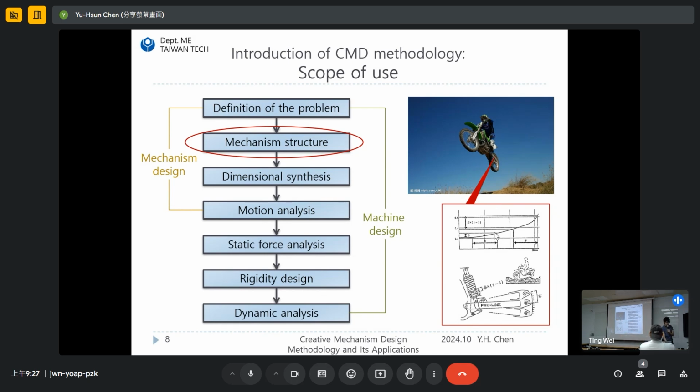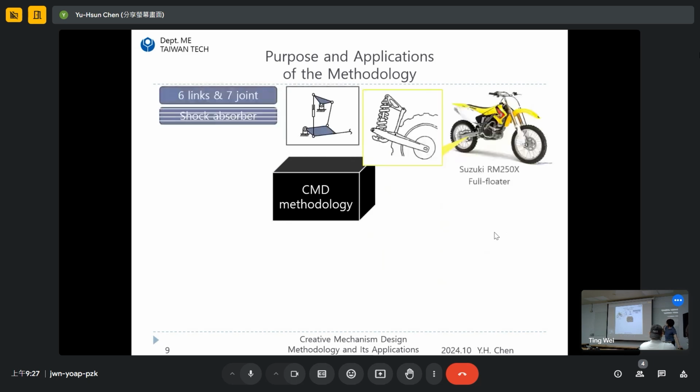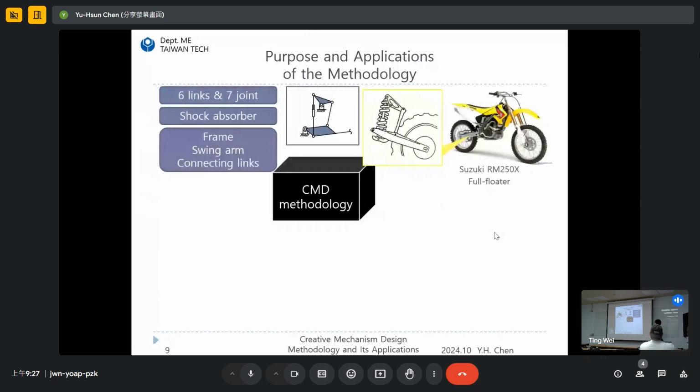But how could we generate the mechanism structure? So if we think about the methodology as a black box, the input should be the existing design. That is a product by Suzuki. Okay, so now we can find the existing design. And then we analyze the design. What kind of characteristics are there? We find that it is a mechanism structure.